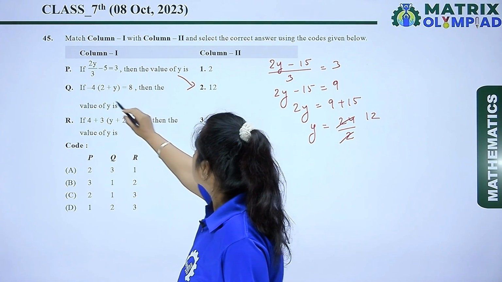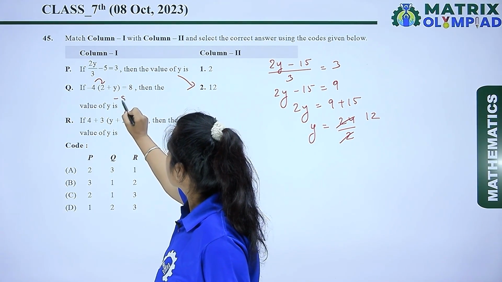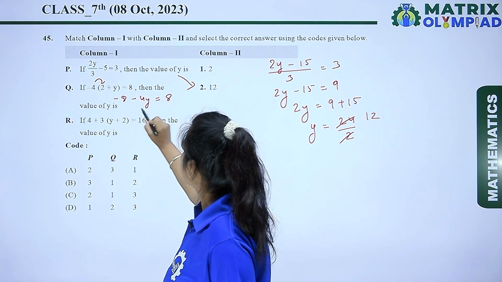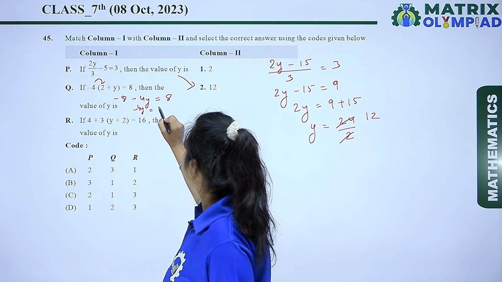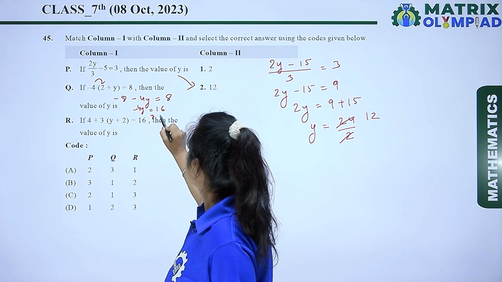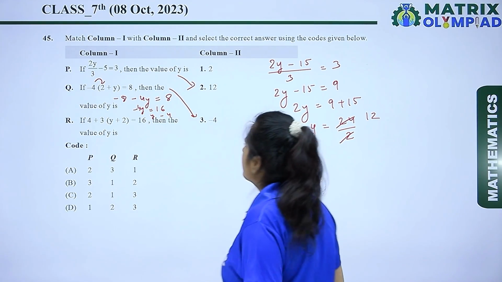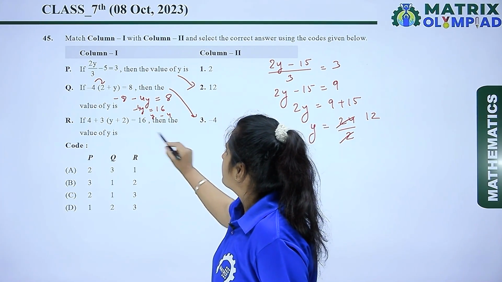Now here the next is this minus 4 will be multiplied by 2, that is minus 8 minus 4y equal to 8. So minus 4y is equal to 8 plus 8 is 16. Y की value क्या आ गई? -4. So Q का आंसर आ गया 3. Next is third.